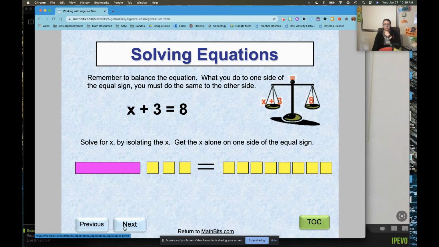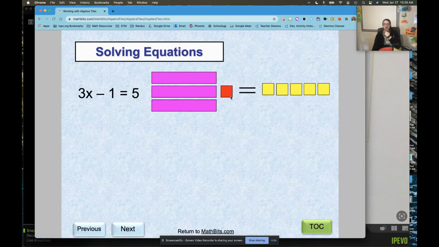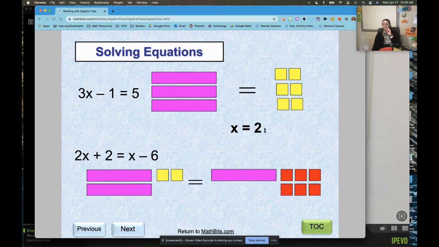Let's watch that top one more time. Again, I add a yellow to both sides to make a 0 pair to get rid of that red. And then I rearrange my yellows into groups, 3 groups, and there's 2 pieces in each group.